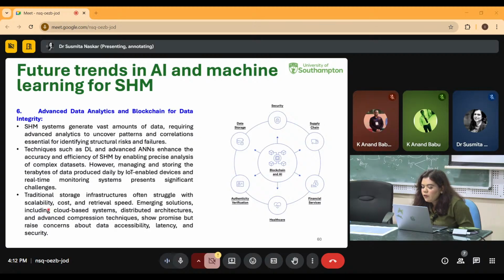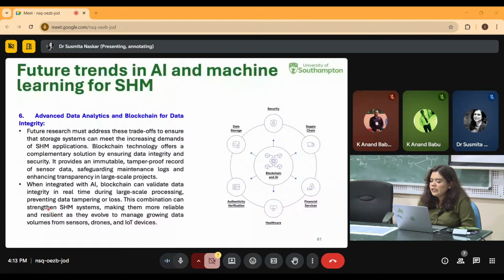So this combination of AI-powered analytics with blockchain data integrity represents a major shift in structural health monitoring, with highly reliable data exchange. When we talk about health monitoring applications, they are growing from the past. That's the reason we are using blockchain. So how is blockchain helping? Blockchain offers an immutable, tamper-proof ledger of the sensor data that will help to maintain the logs and system activity.